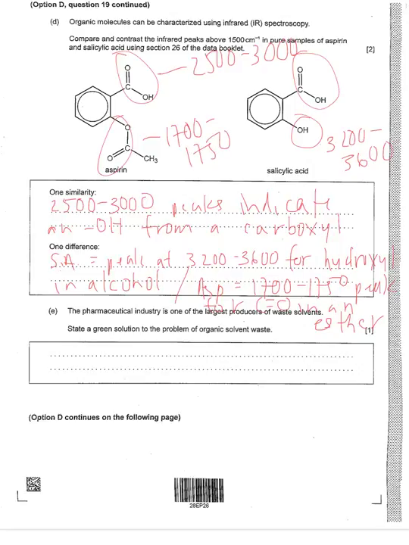Part E, the pharmaceutical industry is one of the largest producers of waste solvents. State a green solution to the problem of organic solvent waste. It's basically the idea of reduce, reuse, recycle. So a couple of them that the book mentioned were use safer solvents, safer for the health of the workers, safer as far as being non-harmful to the environment, safer as far as the process being used. And the other big one mentioned was avoid the use of auxiliaries. So simplify the process any place you can. I think either one of those would be fine for a mark.